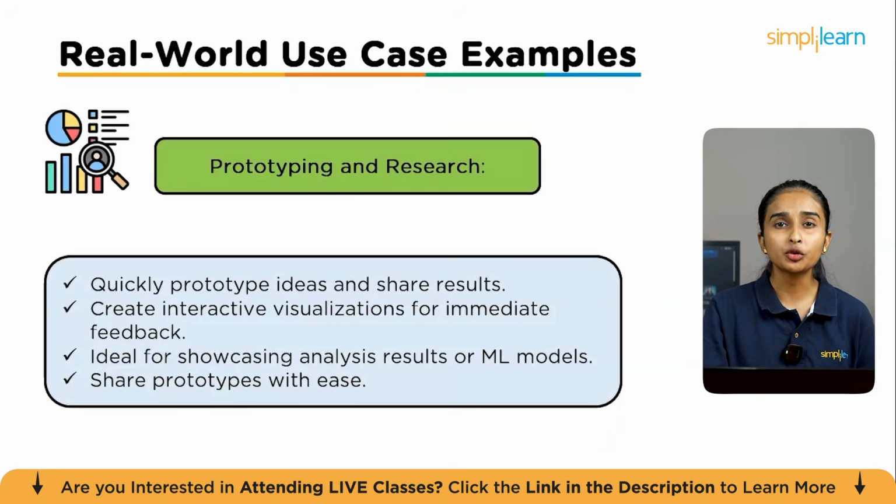Next, we have prototyping and research. Researchers who want to quickly prototype an idea or share results can use Streamlit to create interactive visualizations and get immediate feedback from others. Whether it's showcasing results from analysis or experimenting with machine learning models, Streamlit lets you build an app in no time and share it with the world.